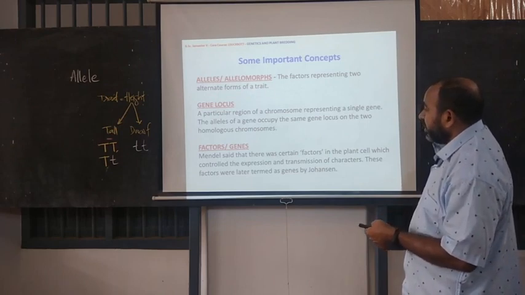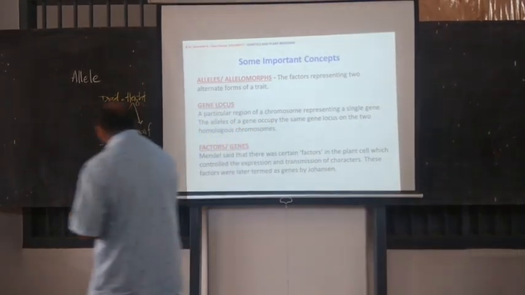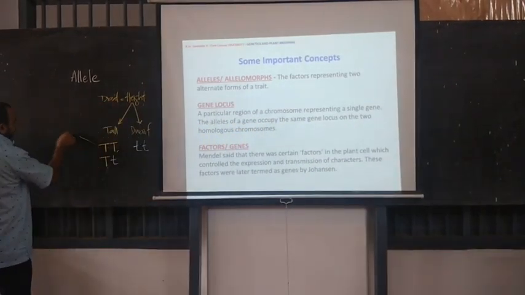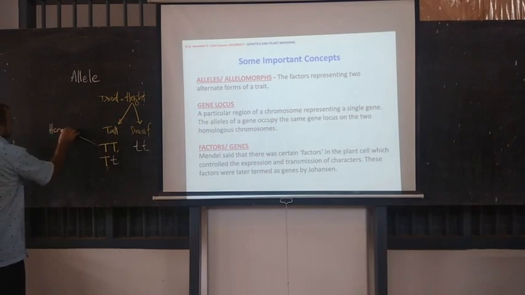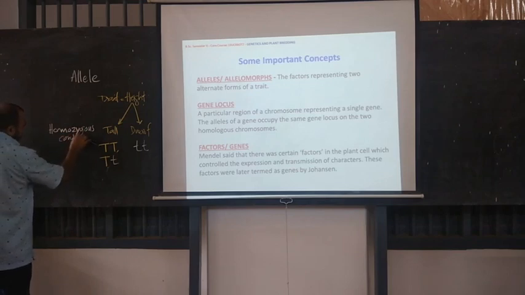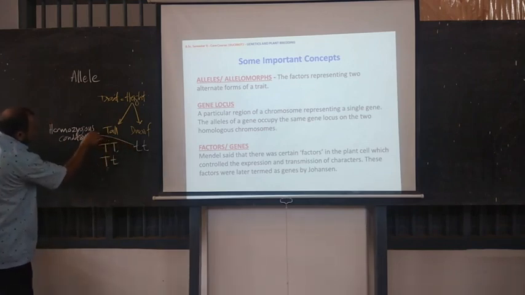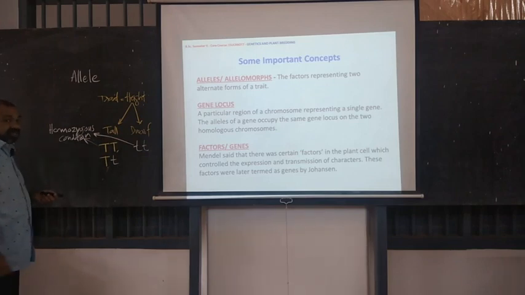So here we have the capital T. The condition is called the homozygous condition. If both the alleles are of the very same type, it is called homozygous condition or state. So we have the capital T as homozygous condition, as well as small t again. That is also homozygous condition.